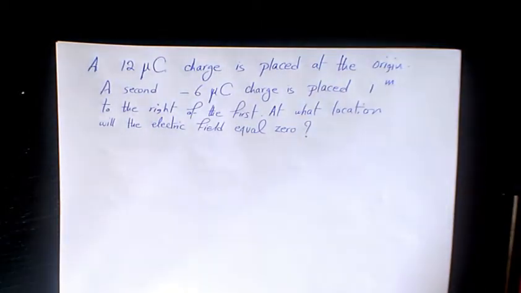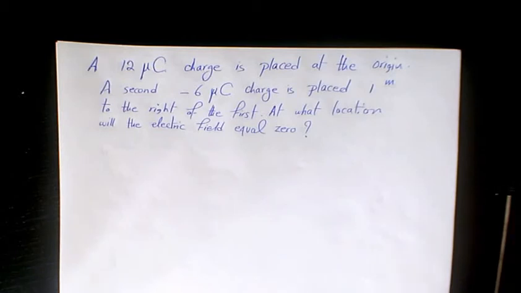A 12 microcoulomb charge is placed at the origin. A second negative 6 microcoulomb charge is placed 1 meter to the right of the first one. At what location will the electric field equal 0?